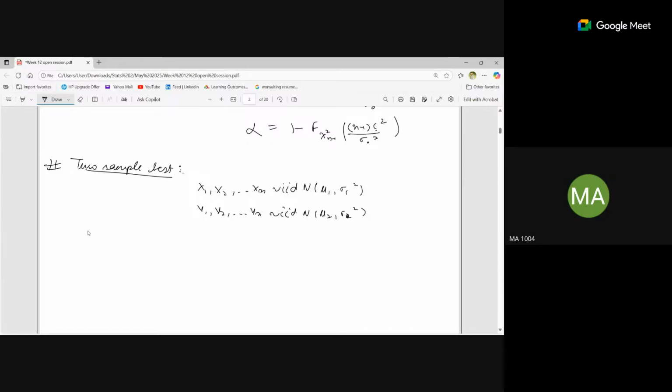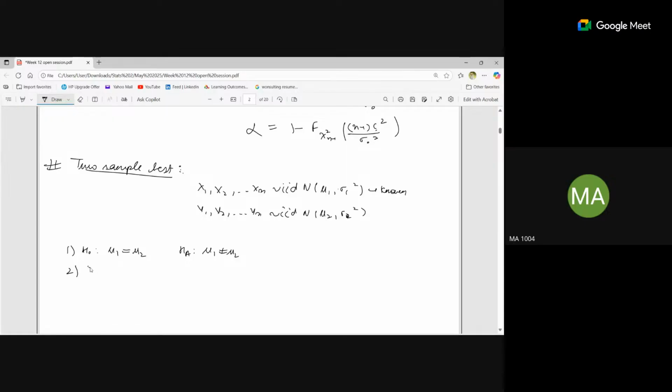So at this point, my null hypothesis would be that mu1 is equal to mu2. And my alternative hypothesis would be that mu1 is not equal to mu2. In this case, sigma square is known. If my variance is known, then we say it's a Z test. So now my null will be this, my alternative will be this.